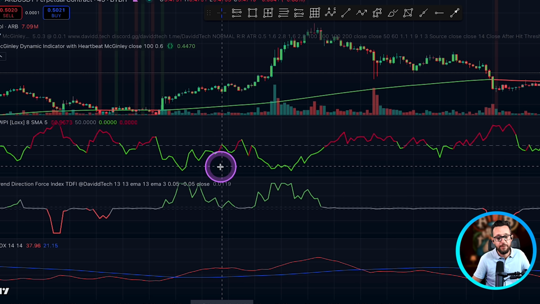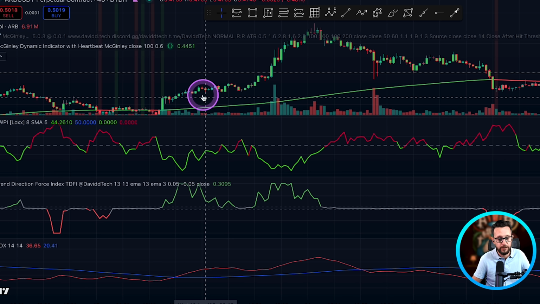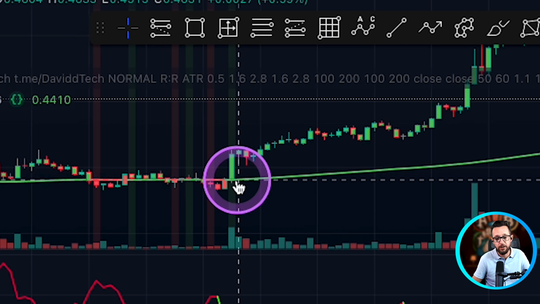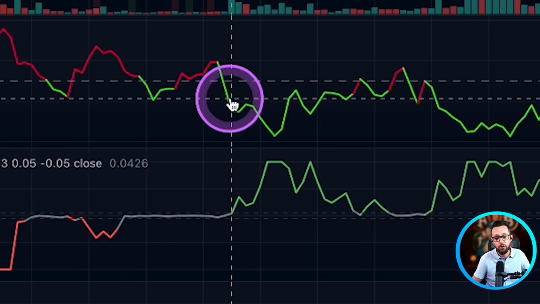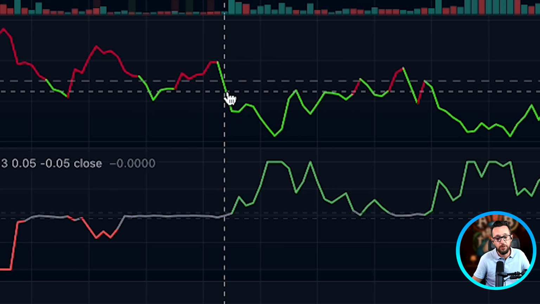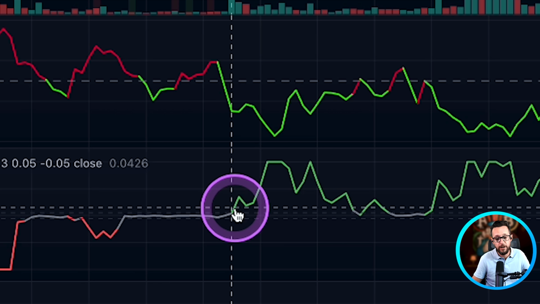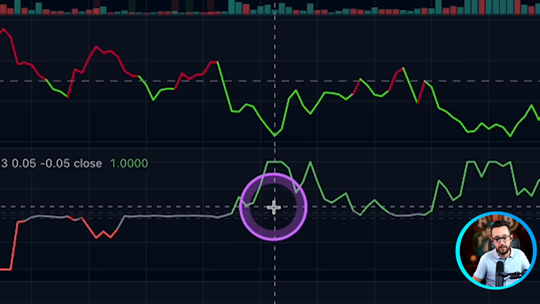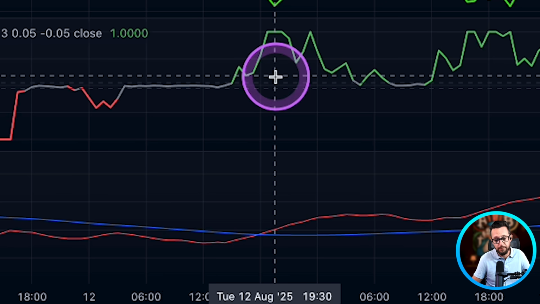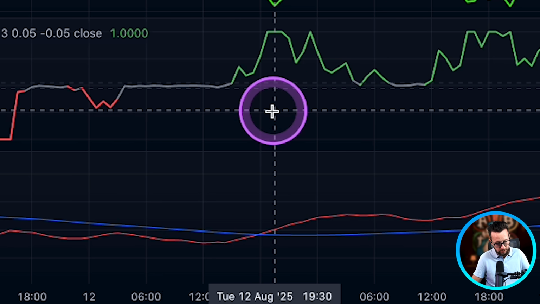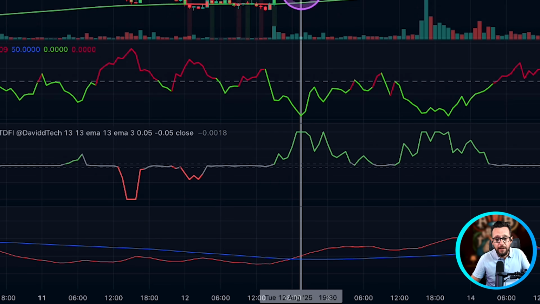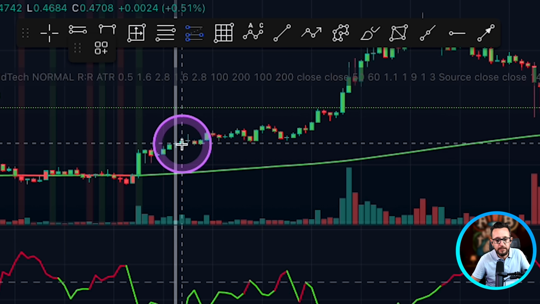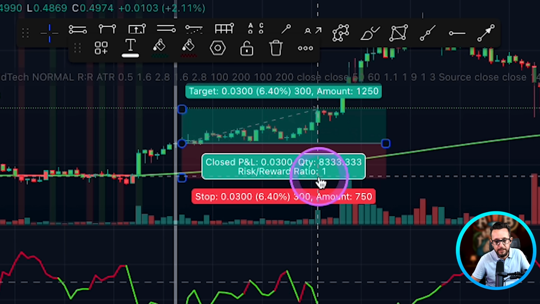Okay, let's have a look at one of our first entries. As you can see here, we have crossed over the McGinley just here on this candle here. We have gone green on the LWPI, and we have gone green the next candle on the TDFI. Now we just need to make sure that there's enough volatility in the market, so we're going to be beginning as the ADX goes above the moving average. Okay, so we have our first entry here. Obviously this is a cherry-picked entry, but it's a good example of how all of these indicators work together.